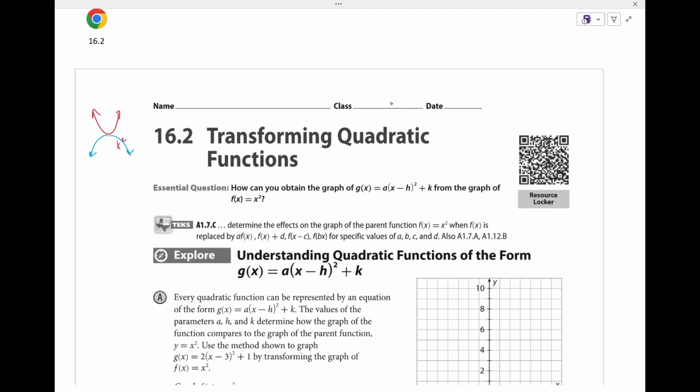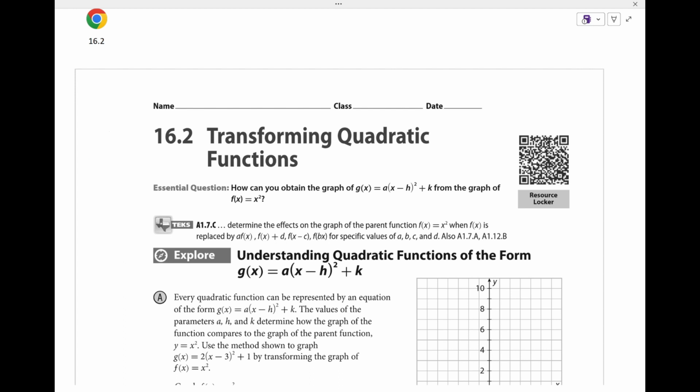If it was a negative, like negative 1/2, for example, it would still open downward, but be a vertical compression. But if a was lower than -1, so the absolute value was greater than 1, it would be a vertical stretch again, just upside down. So if any of that seems unfamiliar to you, I would recommend you go back and review that lesson 16.1. I have a video on that.